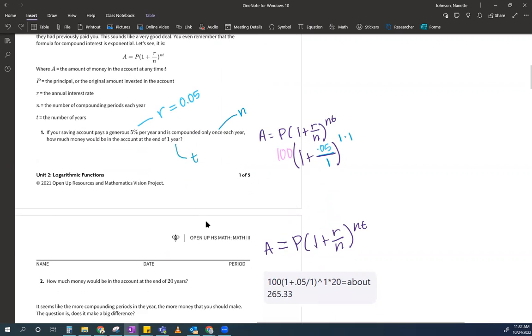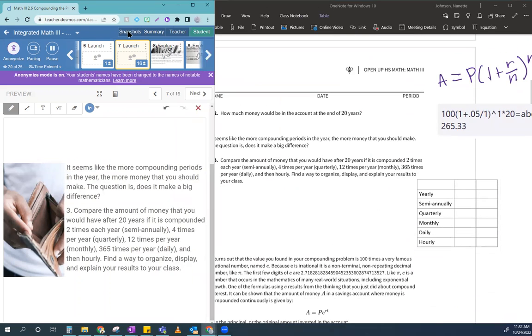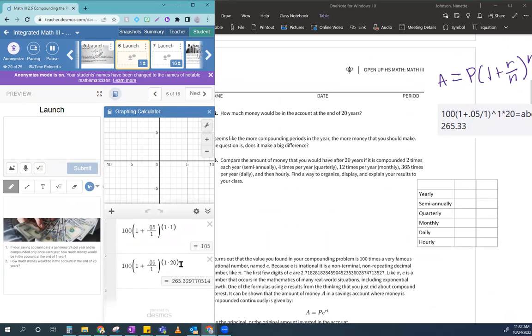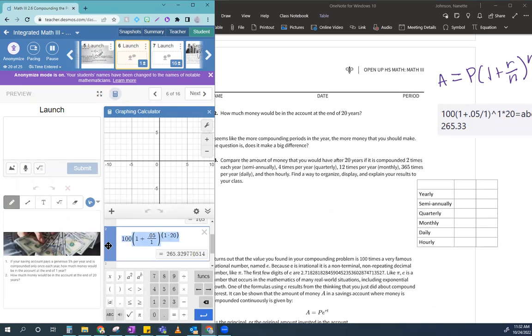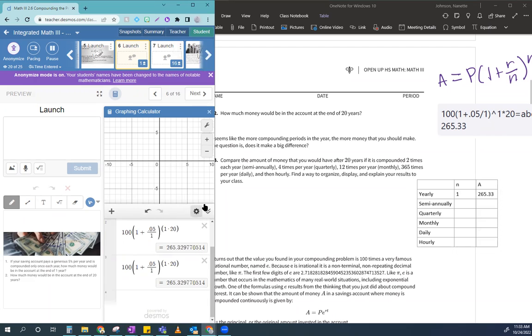Okay, so all we're going to do, Ms. Johnson, is go back to that calculator and change my N, and I'm going to write it over here, because I already have that calculation done. I'm going to copy this and put it here. This right here represented yearly. So this is how much money it is. I'm going to put my N here, so yearly is 1. And here, I'm going to put my big A, which was $265.33.